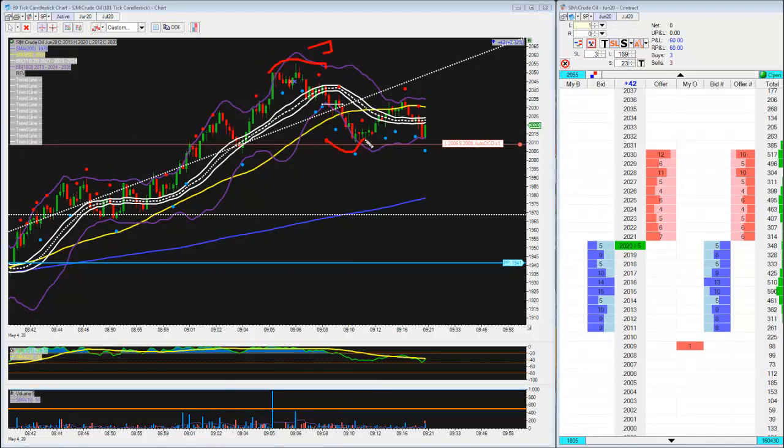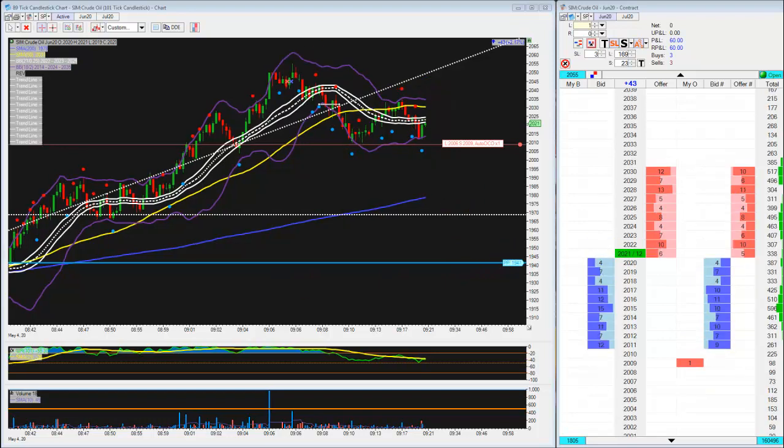We got this, this, this. Okay. Perhaps maybe make a move back to pivot, capture a little bit of profit. We'll see.